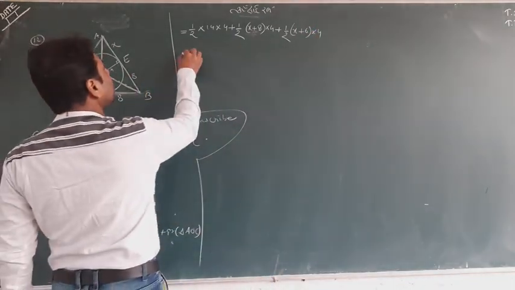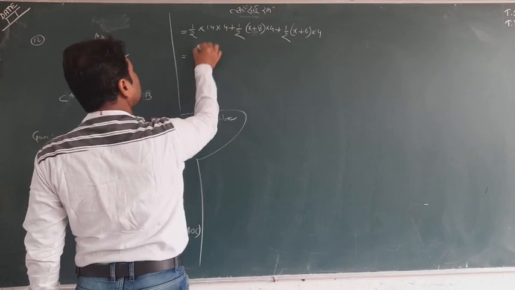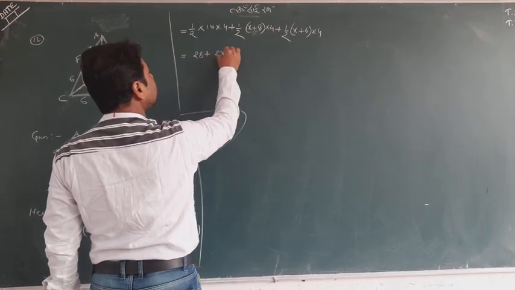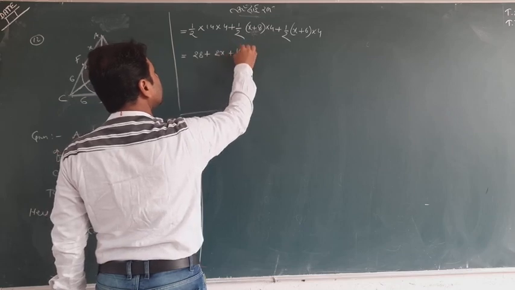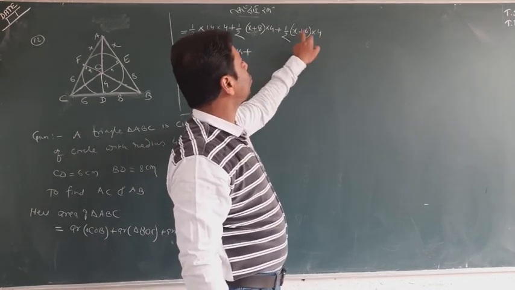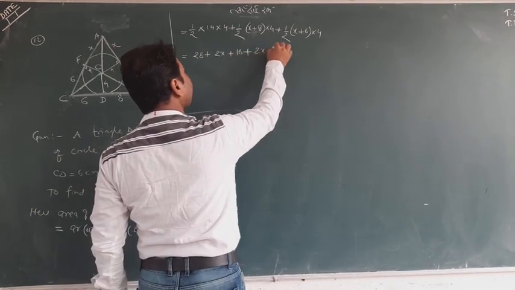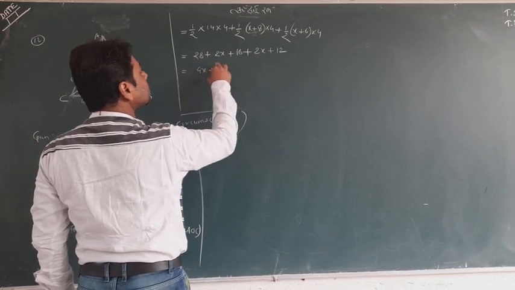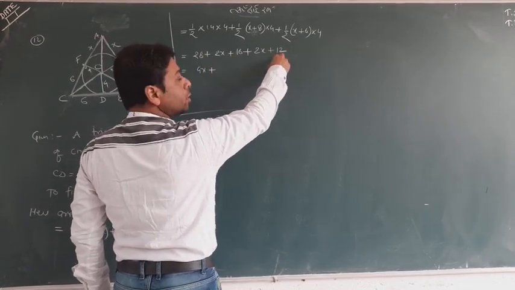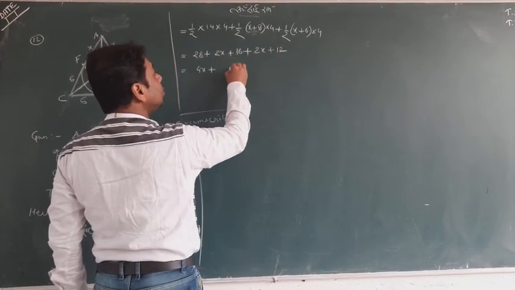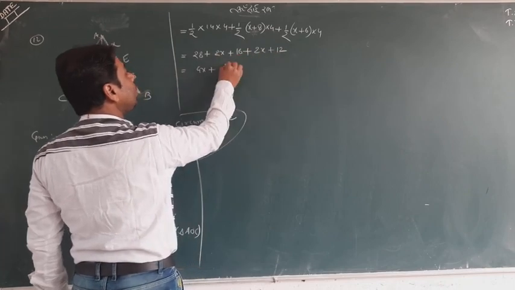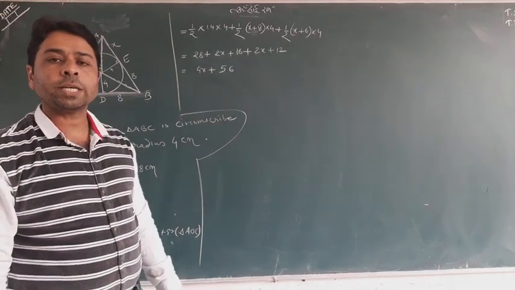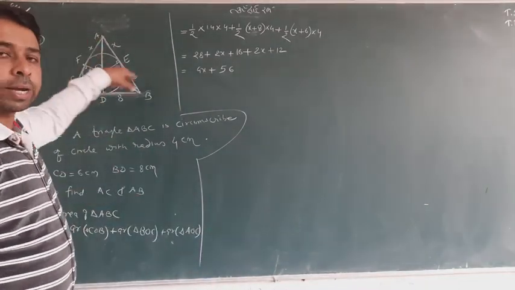And now I'll solve a little bit. 2 2s are 4, 14 2s are 28. 2 2s are 4, I'll multiply 2 in the bracket. And 2 2s are 4, I'll multiply here: 2x plus 12. So 2x plus 2x is 4x, plus these all add: 6 and 8 is 14, 28 and 14 is 42, 42 and 14 is 56. So we have got 4x plus 56. This is the area of the whole triangle by the first method.